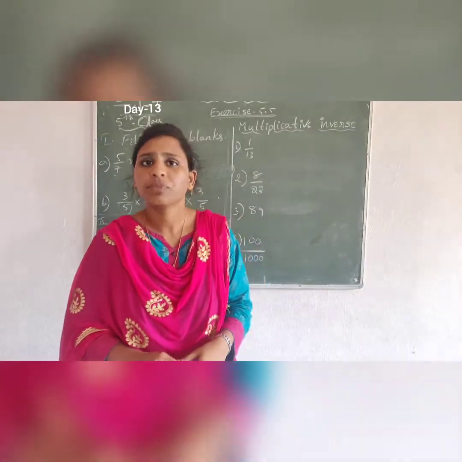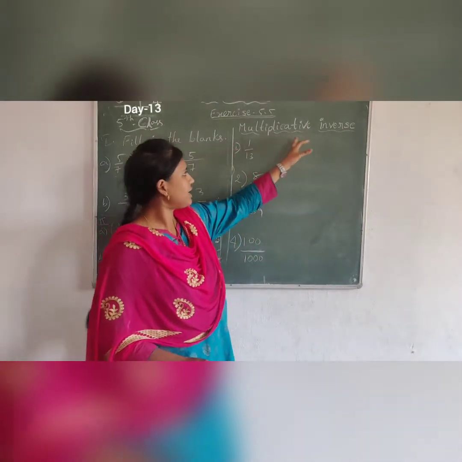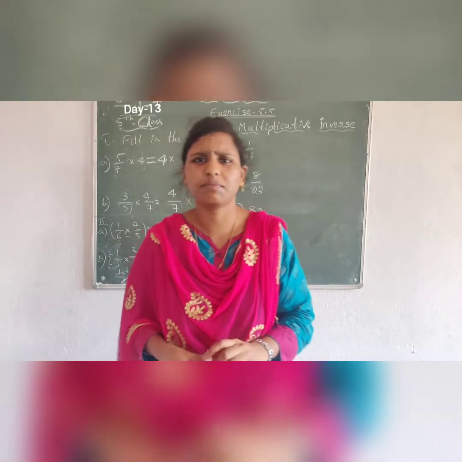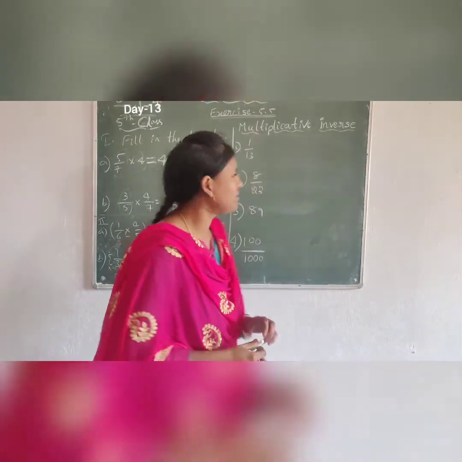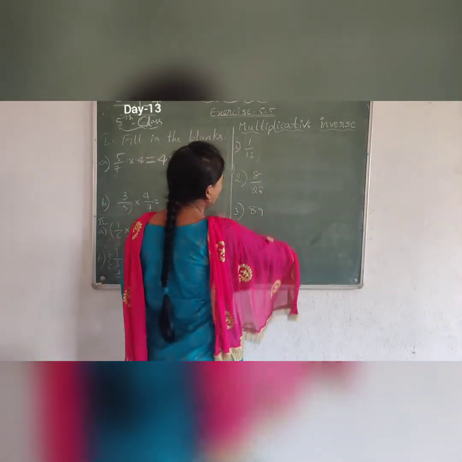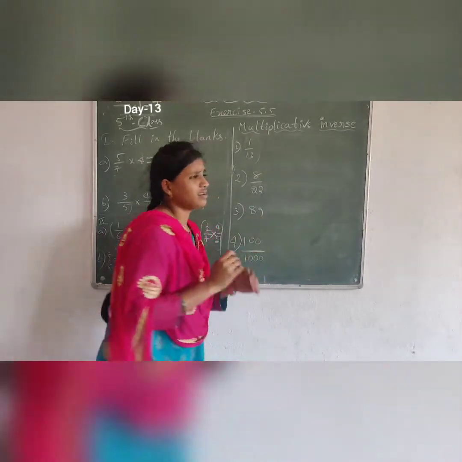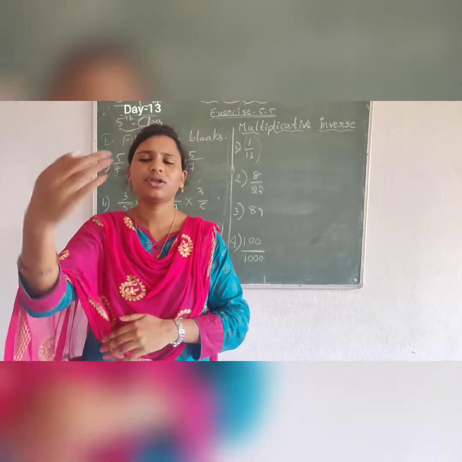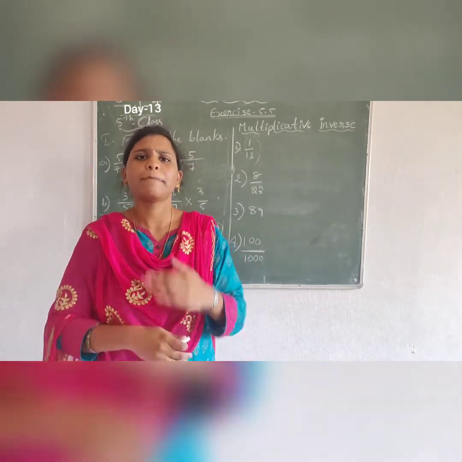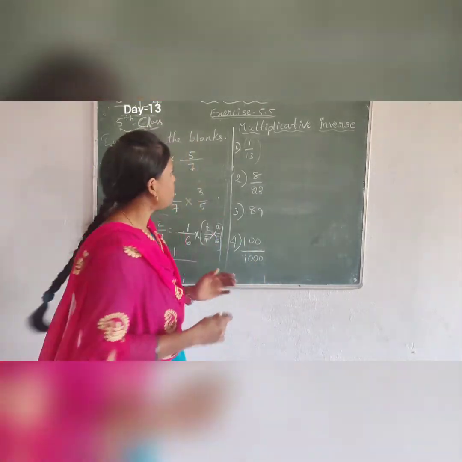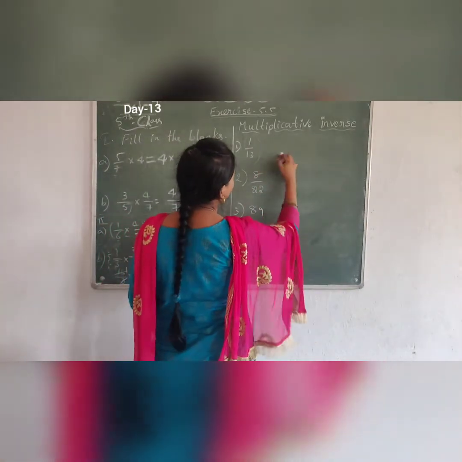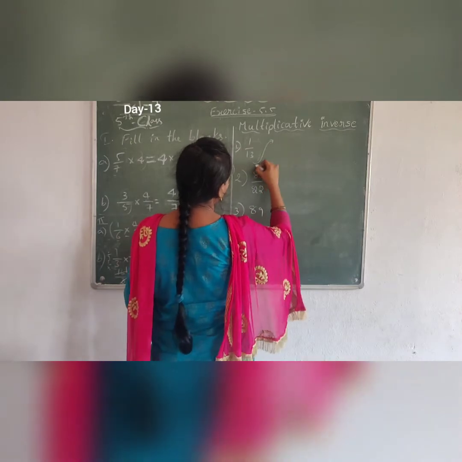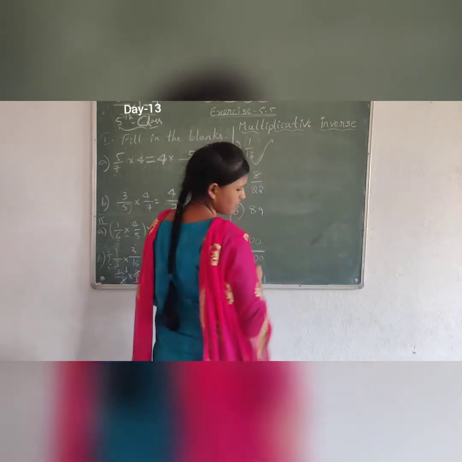Let's see this one. Multiplicative inverse. What? Multiplicative inverse is nothing but the reciprocal. That is very easy. Let's take the fraction 1 by 30. Just write the numerator in the denominator place and the denominator in the numerator place. Just change the places. Reverse the value.